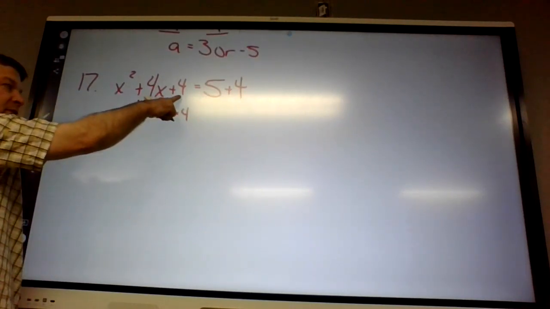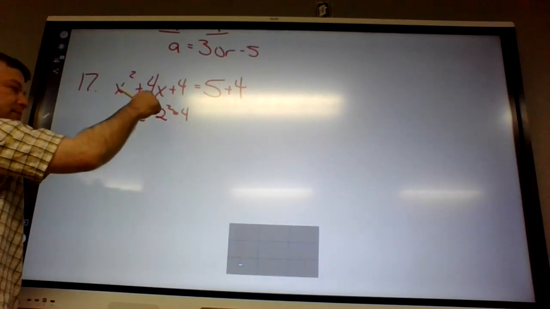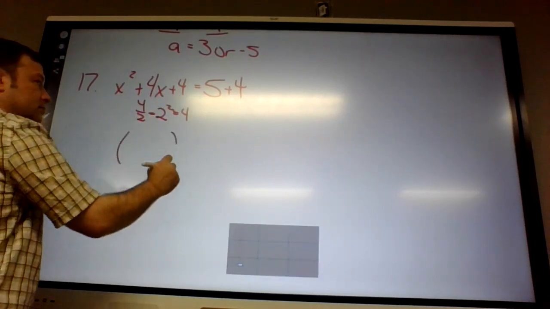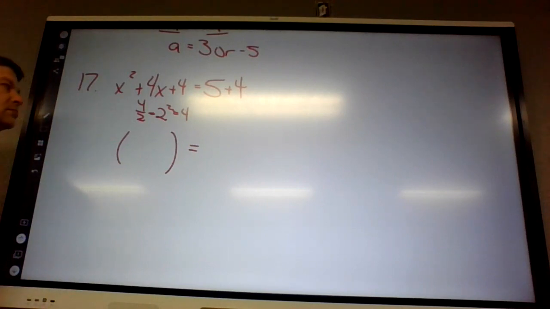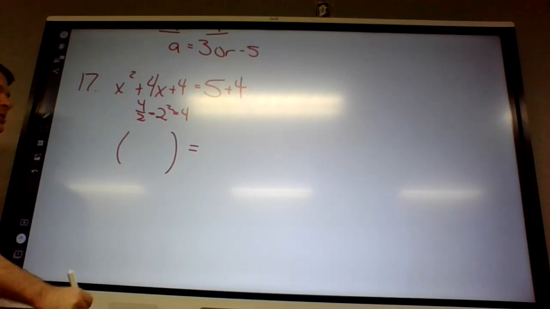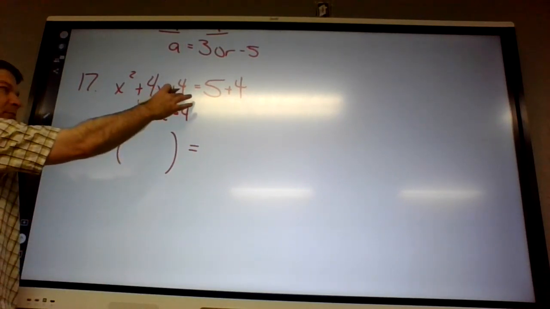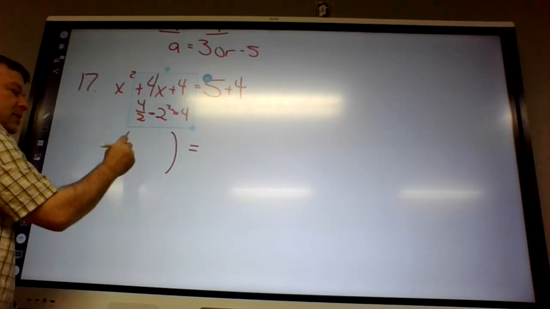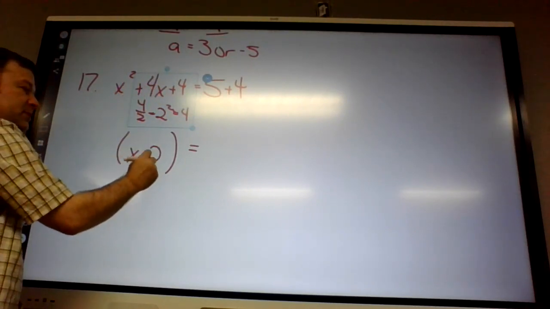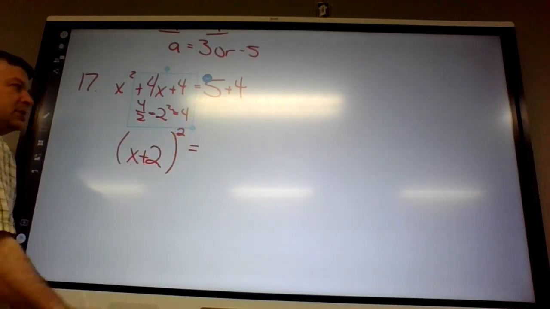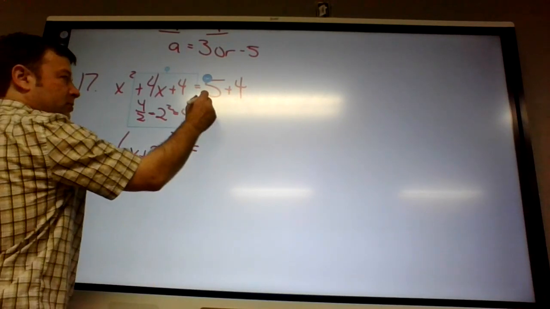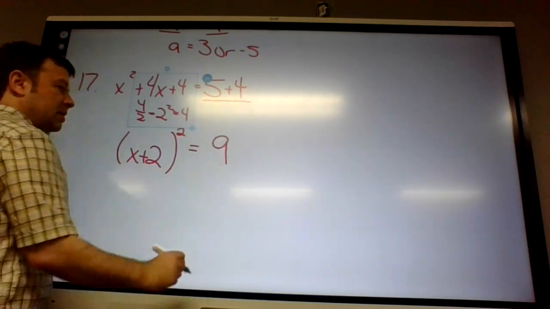What's the left side going to factor to? Remember, x plus 2 and x plus 2. 2 and 2 multiply to 4 and they add up to 4 also. So it's x plus 2 times x plus 2, or x plus 2 squared, equals 9.